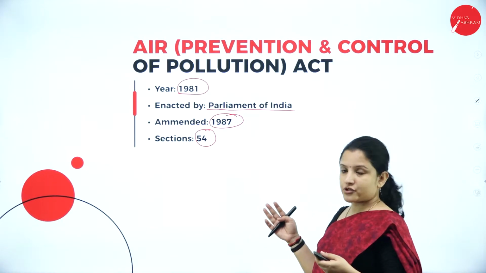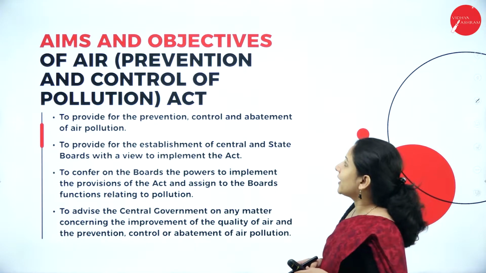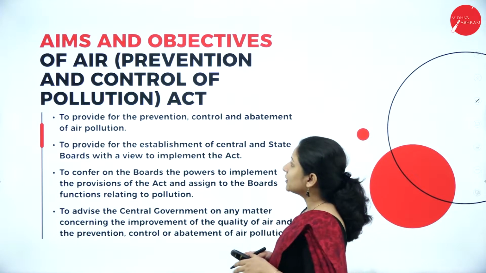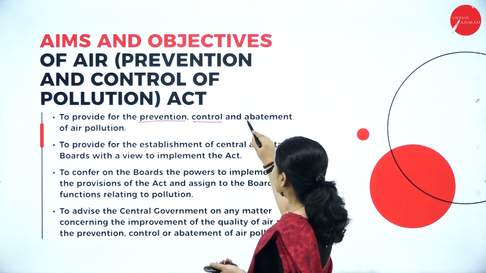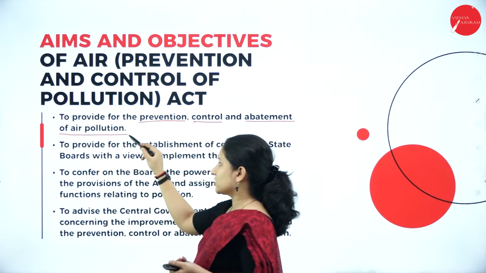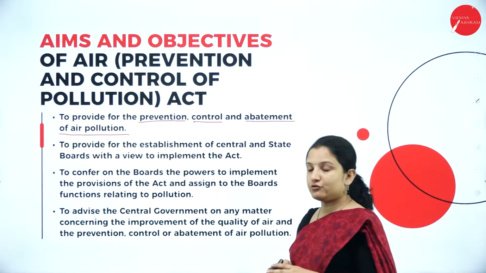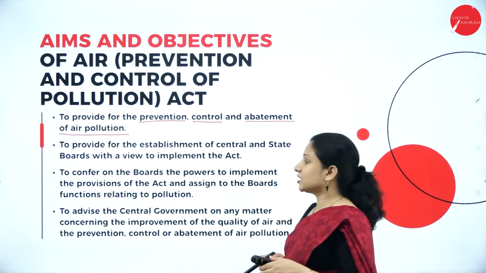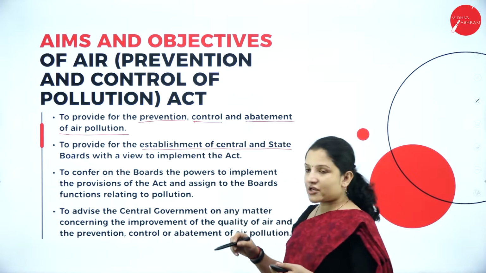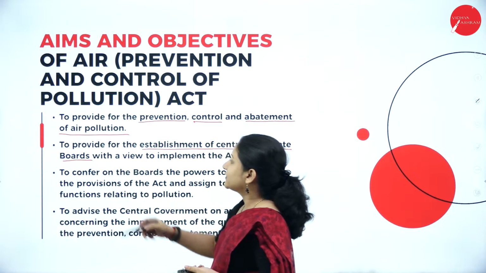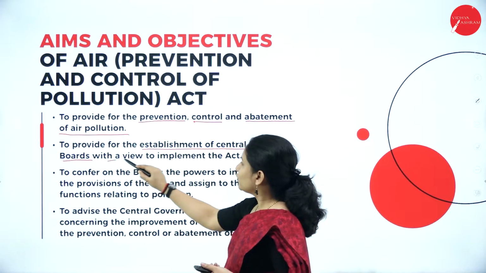according to air pollution. So talking about the aims and objectives of the Air Act, or the Air Prevention and Control of Pollution Act, it provides for the prevention, control and abatement of air pollution. What all needs to be done to prevent, to control and to minimize air pollution will be taken care of by this particular act. And it provides for the establishment of central and state boards. So we have the Central Pollution Control Board and the State Pollution Control Board, with a view to implement the act.